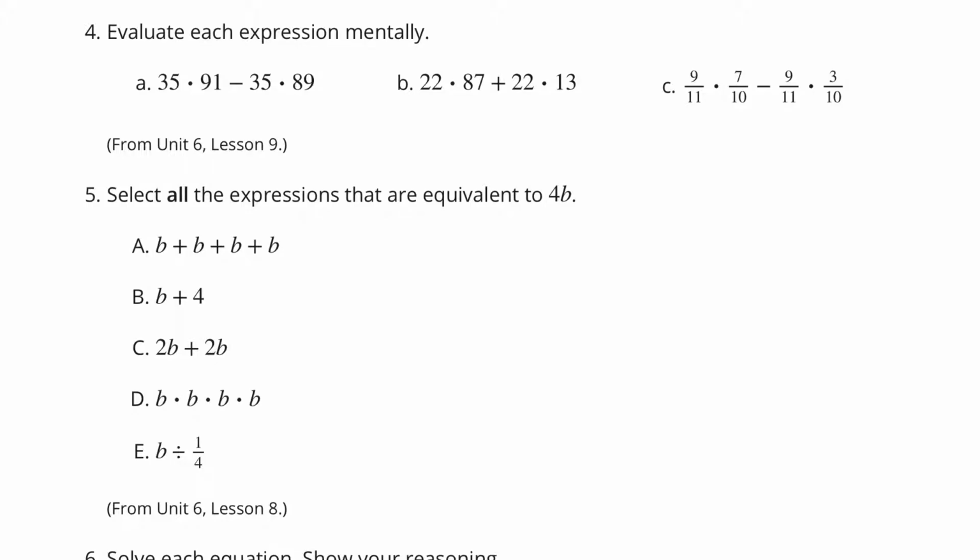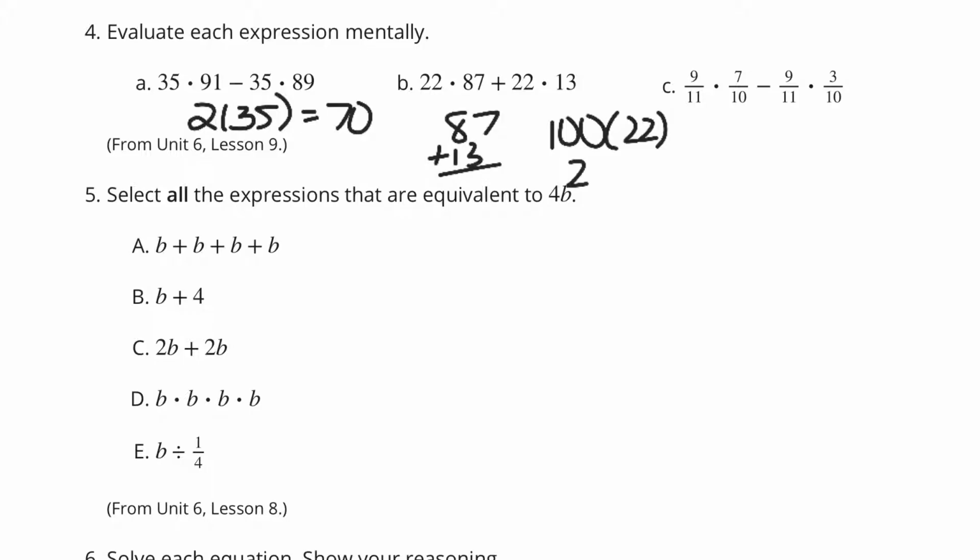Here we go. If you visualize this as 35 times 91, so 91 groups of 35, and then you're subtracting away 89 groups of 35, what you're really looking at are 2 groups of 35, which would be 70. Same logic here in B. You have 87 groups of 22, 13 groups of 22, so you really have 87 plus 13 groups here, which is 100 groups of 22, so 2,200 is your solution there.